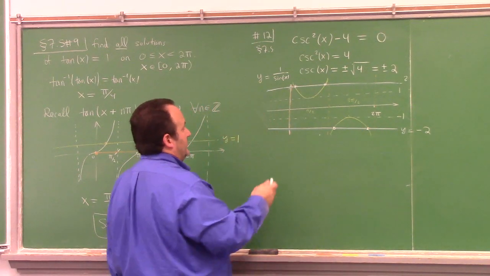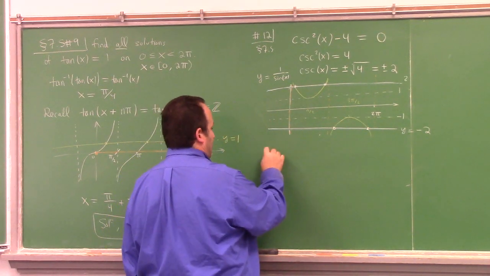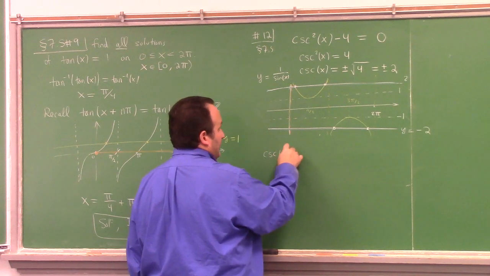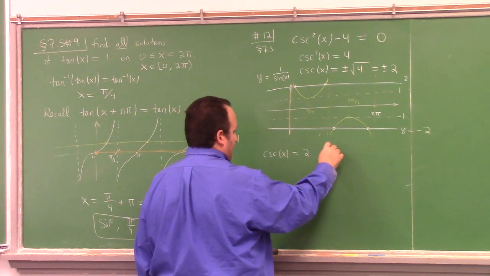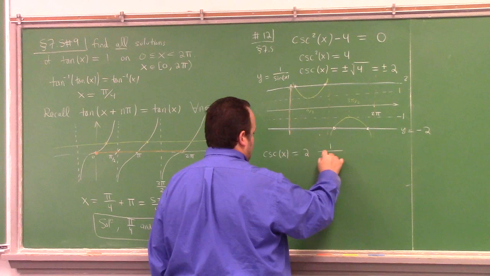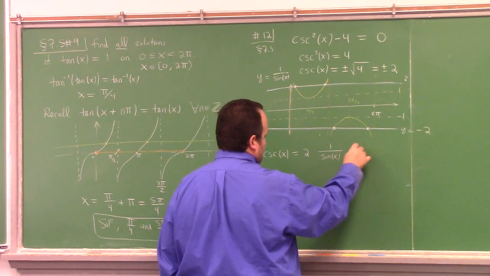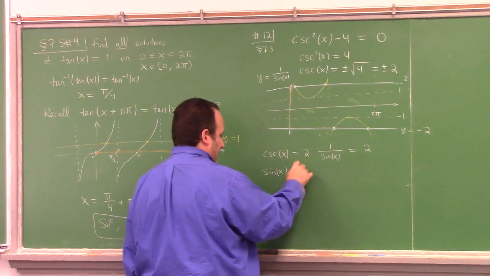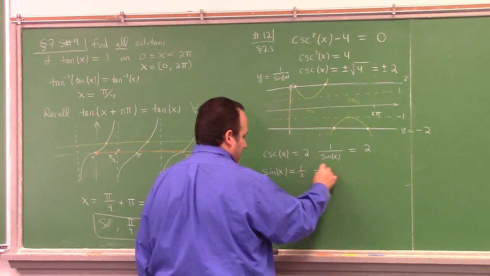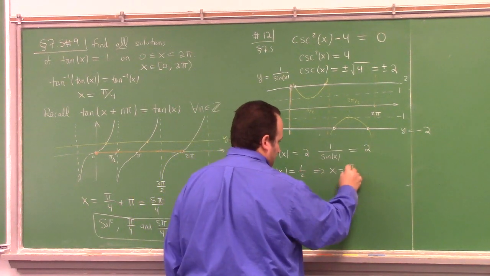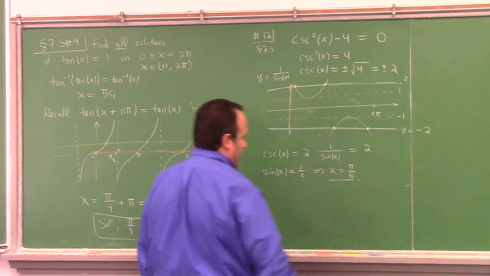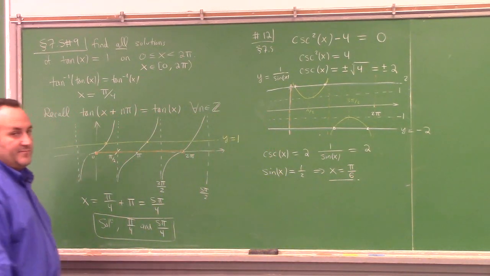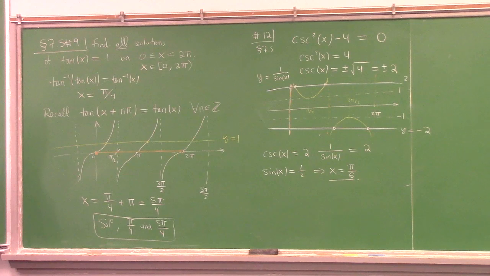So let's start out with the 2 one. We've got cosecant of x equals 2. That means that 1 over sine of x is equal to 2. That means that sine of x is equal to 1/2. Well, that I can solve. That says x is equal to pi over 6, right? I've memorized that by this point in the course. That's a standard angle. So the first solution, the one that's closest to 0, is pi over 6.